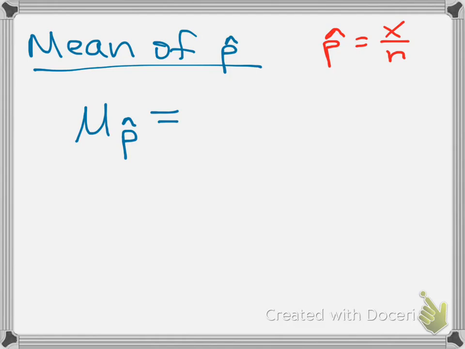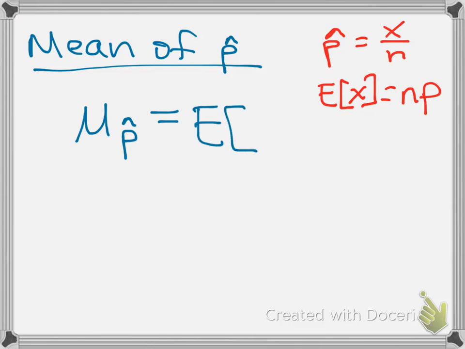Now, for any binomial distribution, we saw in the last chapter that the mean for that distribution is going to be n times p. Let's see, E of x is n times p. So that means if P hat is given as x divided by n, then the mean of P hat is the expected value of x divided by n.